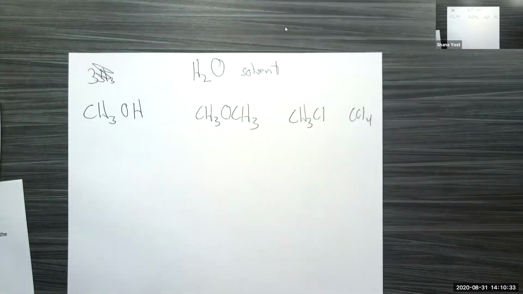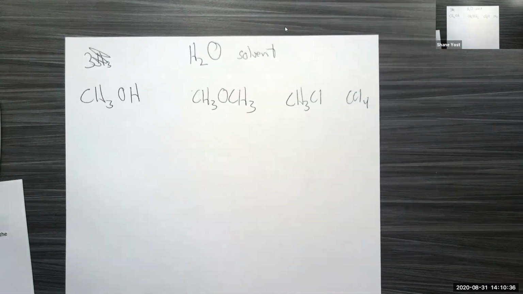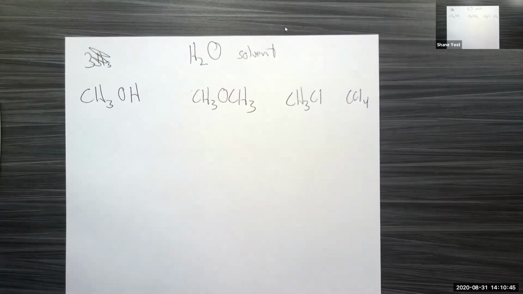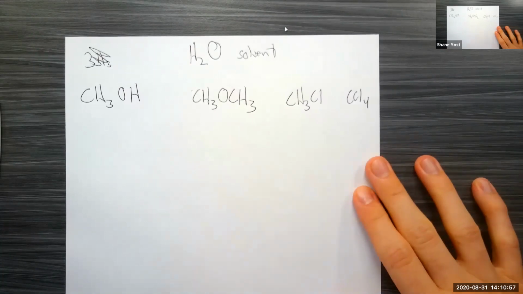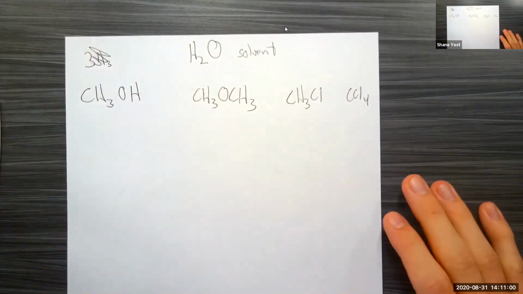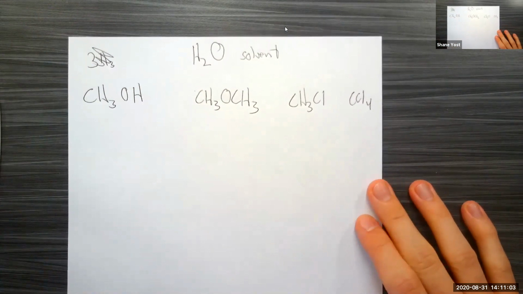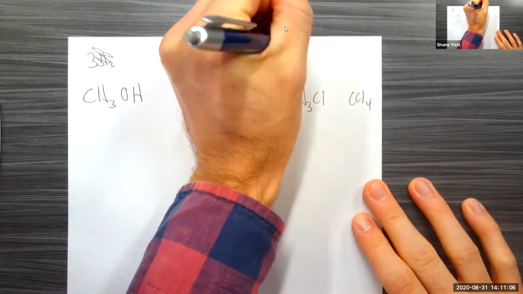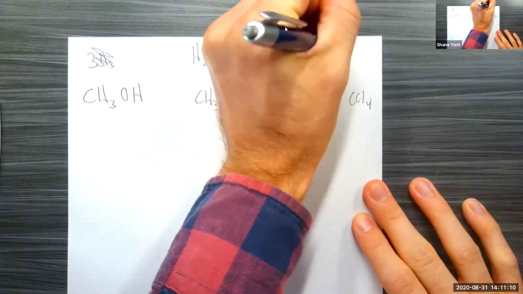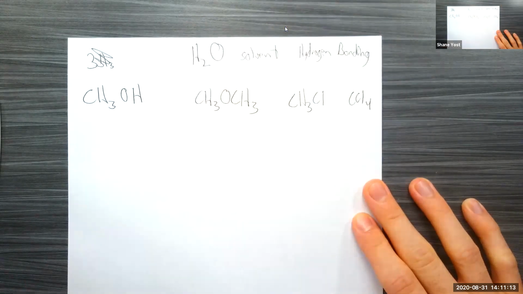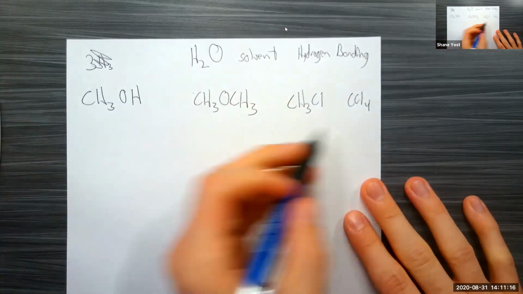All right, so if we have our solvent, H2O, and then we have our potential solutes, and we're curious which of these are most likely to dissolve in water, which is most soluble. To consider that, we need to consider what the intermolecular forces are in our solvent and our solutes. So what's the intermolecular force that is most dominant in water? Hydrogen bonding. And now let's look at the intermolecular forces for each of these molecules.